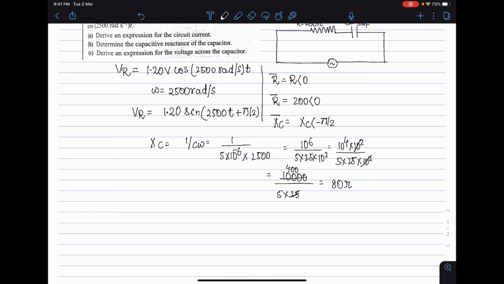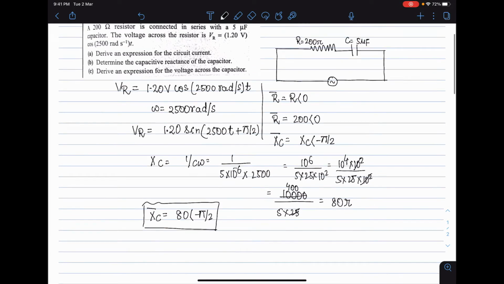Now this XC phasor we can write as 80 angle minus pi by 2. So this is our XC phasor, right? Now R phasor we have already calculated.